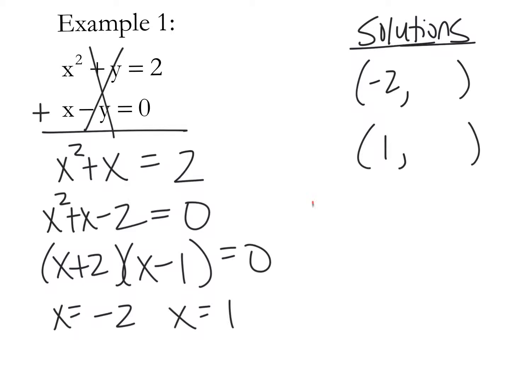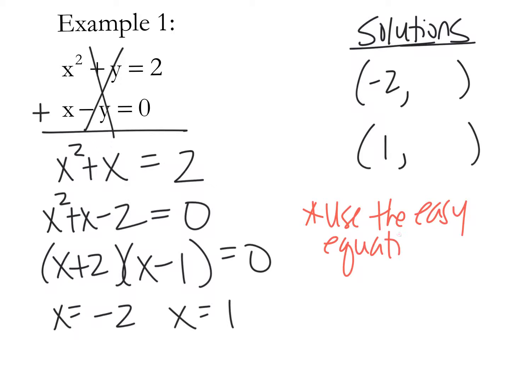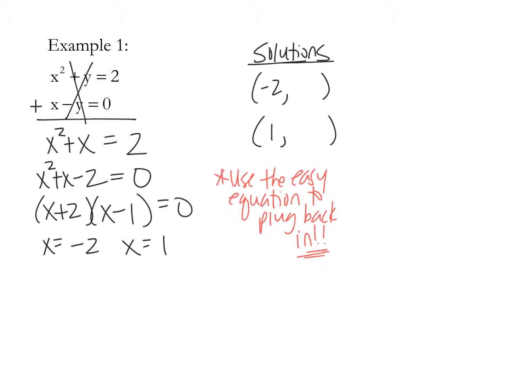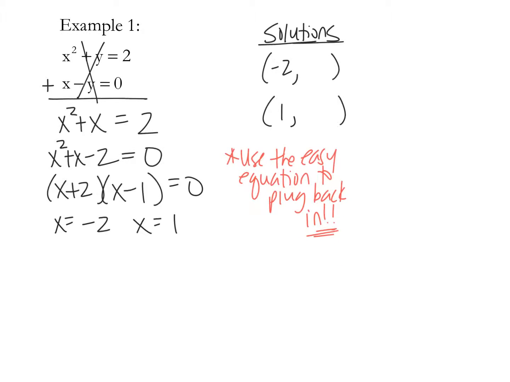So now here's your tip. Use the easy equation to plug back in. So many people will choose the most difficult equation to plug back into. Doesn't this one look a little bit easier than this one, just because it doesn't have an x squared in it? So let's use that one. Yeah, you can do it the other way, but it's so much harder and there's a lot more room for error. So I'm going to do when x equals negative 2. I'm going to do that one first.